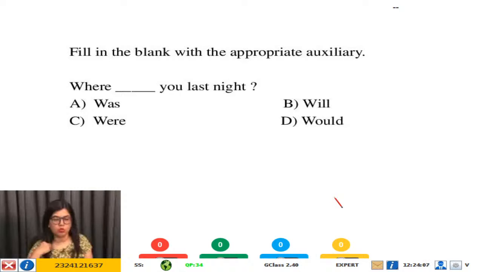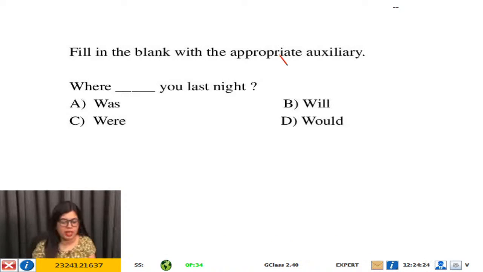Okay, students, your time is up and the correct answer here is, where were you last night? That is option C. Now let us move on to the next part. We have seen the WH question words and helping verbs. Now let us look at modal verbs.